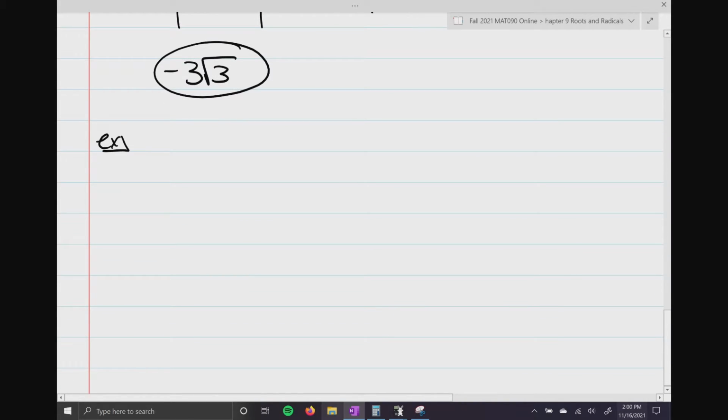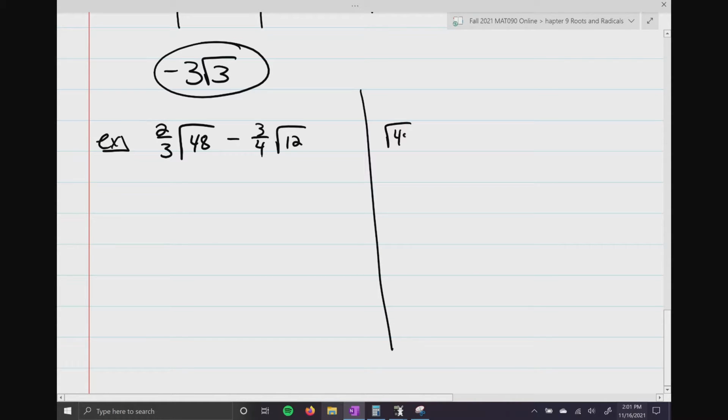All right, I know you just love these ones, so we might as well do them. 2/3 times the square root of 48 minus 3/4 times the square root of 12. Now, got to be honest with you, this isn't as bad as what people think. Let's break down these radical signs first. 48, we looked at that one earlier. That was 16 times 3. So that's going to be 4 times the square root of 3. 12, we just did that one. That's going to be 4 times 3. So that's going to be 2 square root of 3.